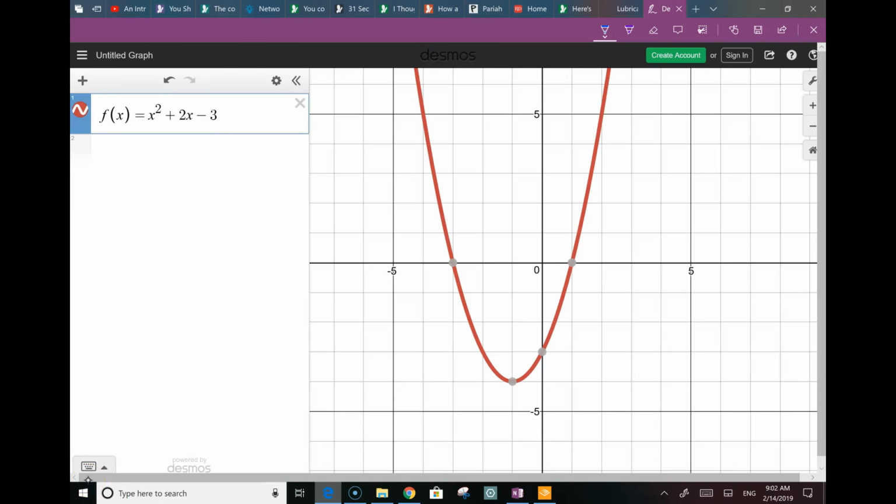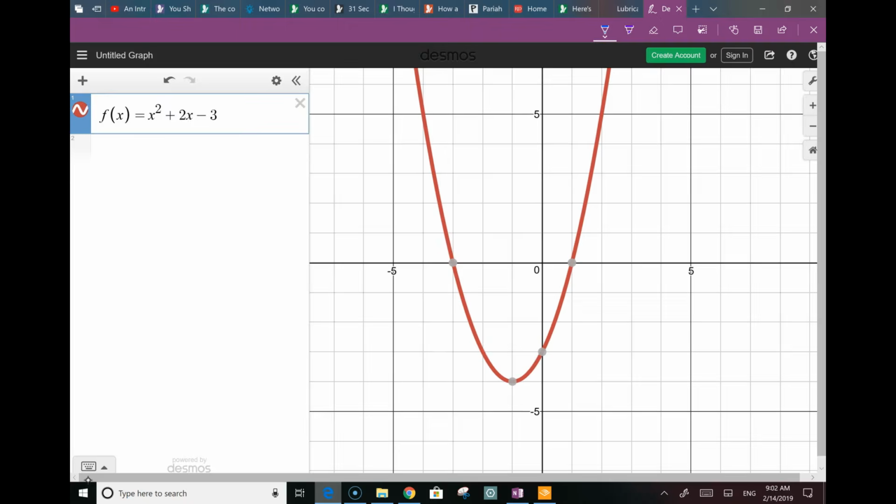Hi everybody. In this video I'm going to talk to you about how to identify parts of a parabola. Parabola is this red graph that you're looking at, and it is created from that function you see over in the top left, and that's called a quadratic function. So with that in mind, let's go ahead and begin.